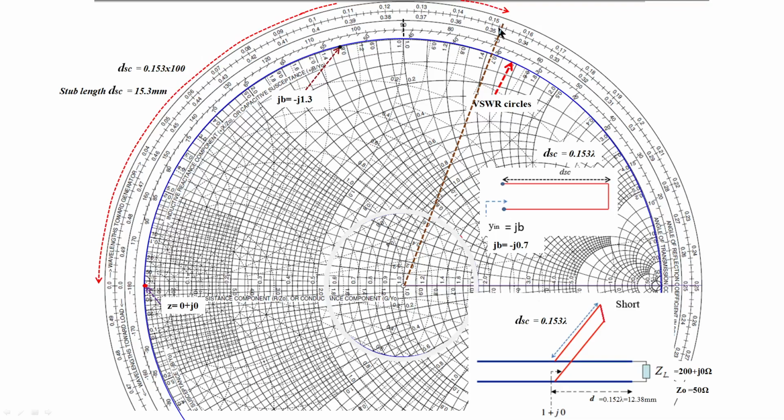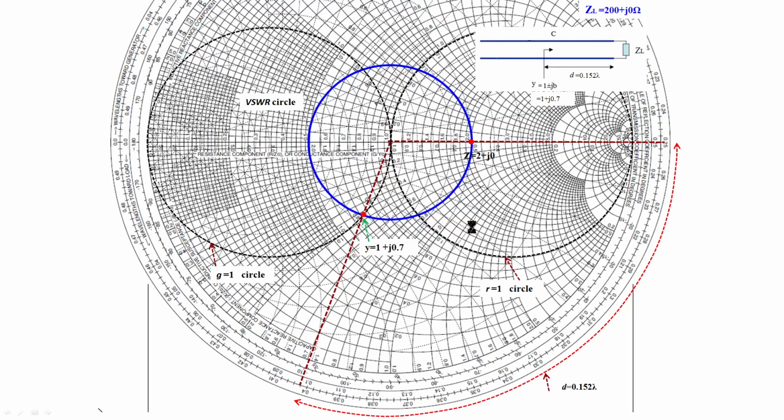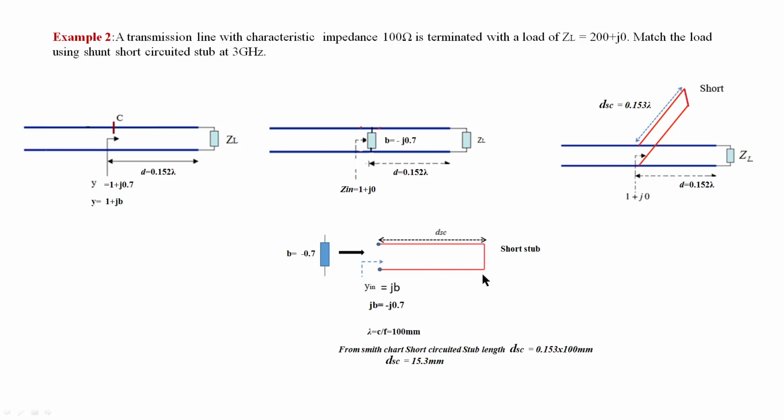This is 0.002. So we are not exactly at one division ahead; each division is 0.002. So it is a little bit away from that position. So it is 0.153 that I took. We multiply with 100, and we will get the distance in mm. Okay, so that is the stub length to get this value of susceptance.